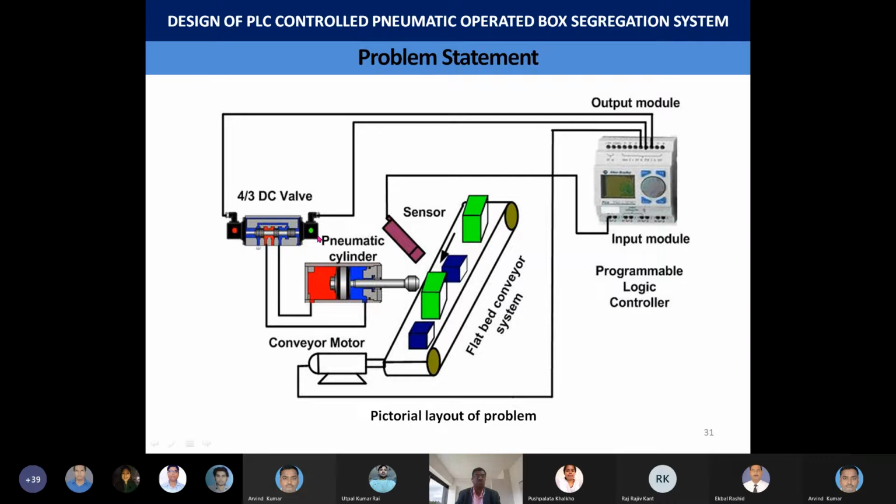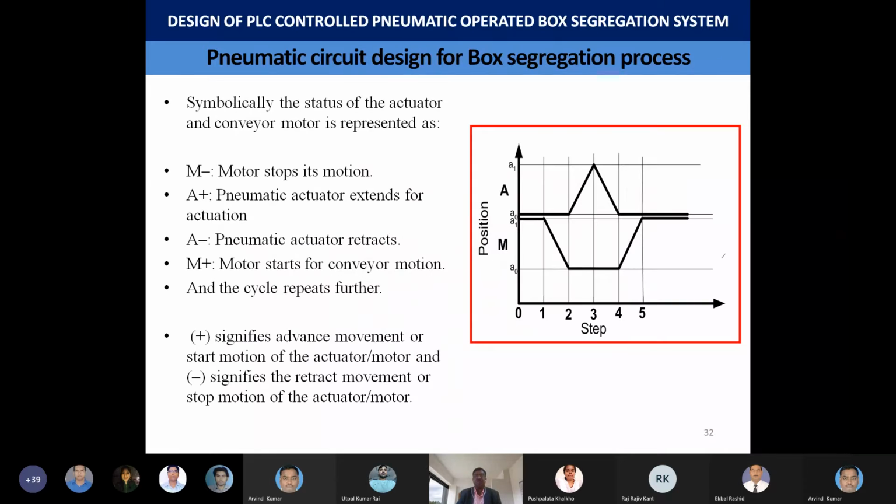So there are two solenoids. Energizing one solenoid causes the forward direction, and the other solenoid causes the retraction direction. In order to push the high boxes from the conveyor, we energize the solenoid so that the cylinder moves forward and pushes the boxes from the conveyor. Okay, so this is a pictorial layout of the entire system, and this is the problem statement.